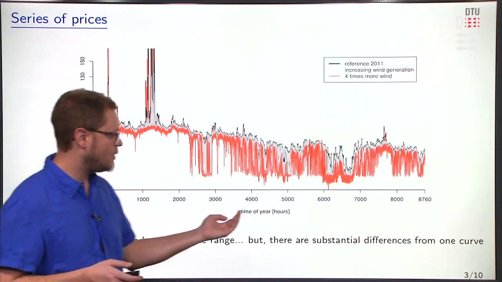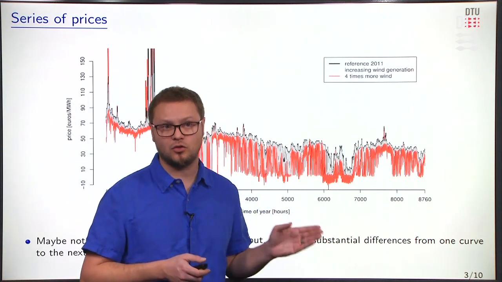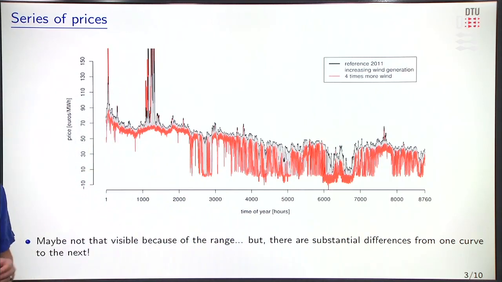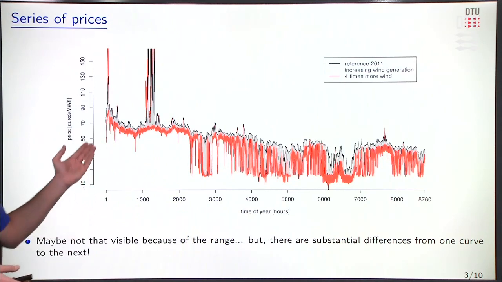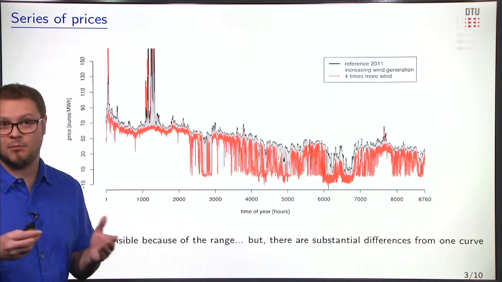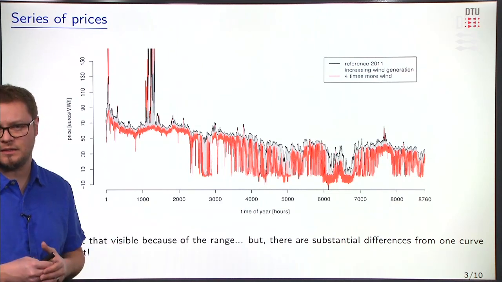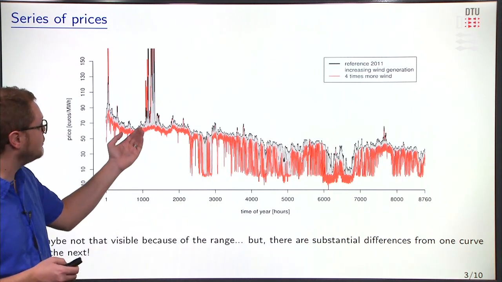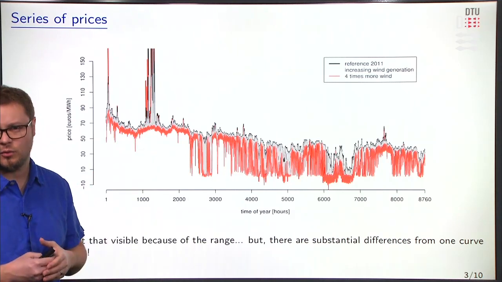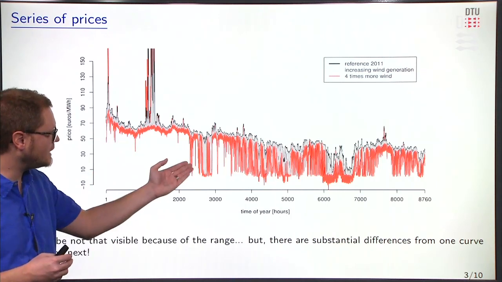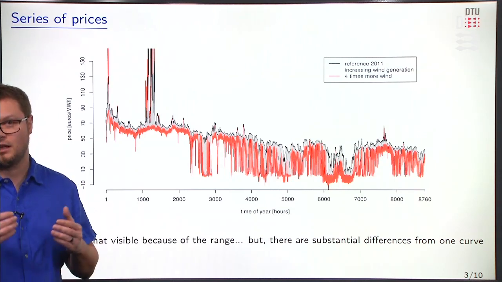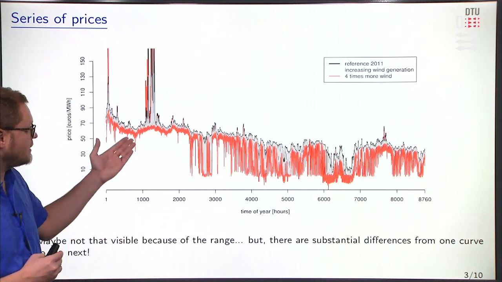Here in the x-axis, we have all the market time units from 1 to 8,760. Here in this axis, we have the prices in euros per megawatt hour. And these various curves that we see here, they are in black the reference curve, so the true system prices for each and every market time unit throughout this year. And the other curve in gray is as we increase wind power generation by some factor that is greater than 1. And in red is the eventual case where we multiply by 4 wind power generation in the system, and you can see that there is an impact.